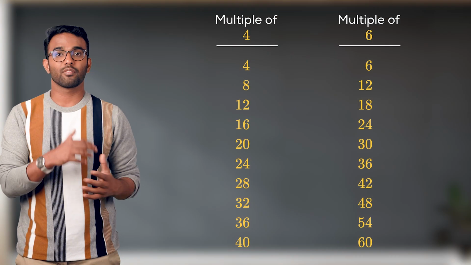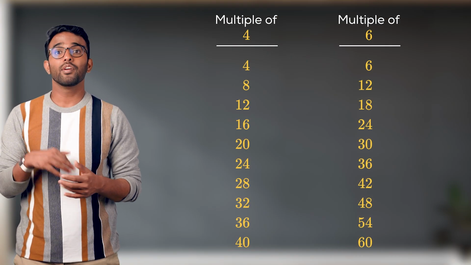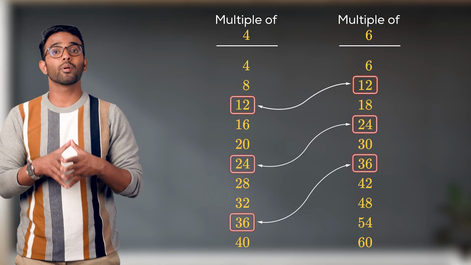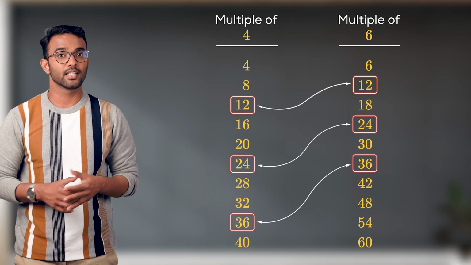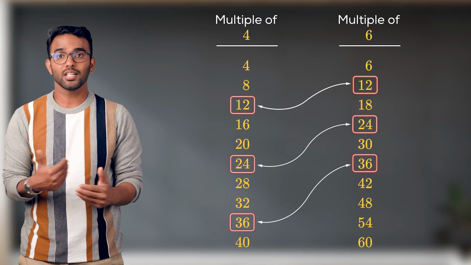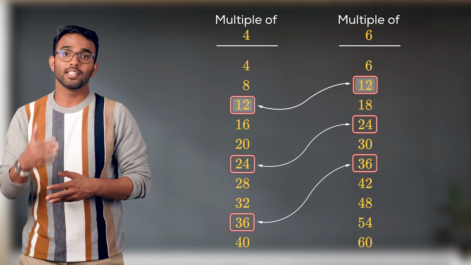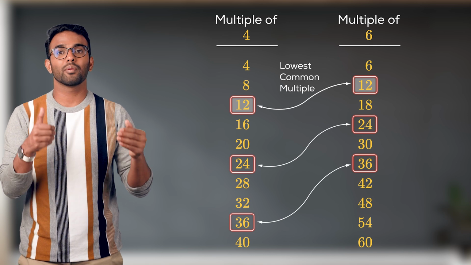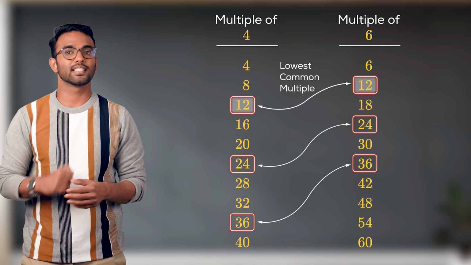These are multiples of 4 and 6. We have a few common multiples. 12, 24 and 36 are common multiples of 4 and 6. But out of these common multiples, the lowest one is 12. And that's it. 12 is the lowest common multiple of 4 and 6.